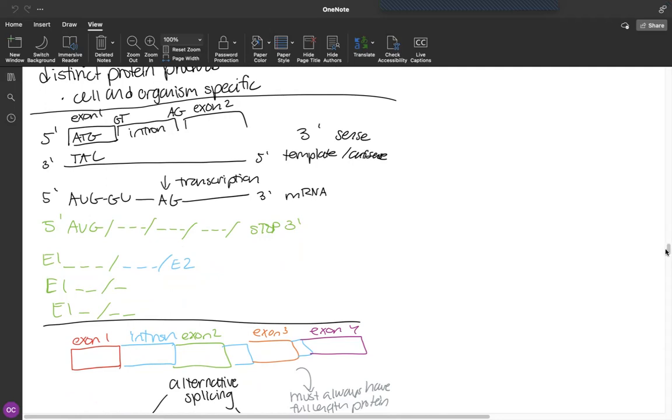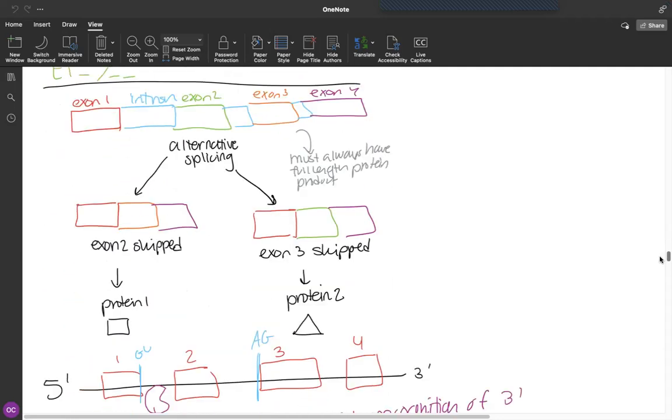And this picture's not very good, so I'm going to move on to the second one. So here we have different exons and different introns, and we're going to splice them, but because we know that the spliceosome looks for GU and AG, there is some variability in where it can actually splice.